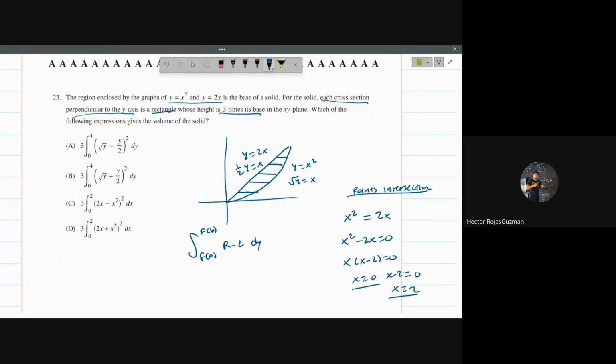So I get 2 points, but those are not your limits of integration. Those are the x coordinates. The points are 2 comma something and 0 comma something. You can plug it into whichever function you want to get the other coordinate. If I plug in 0 into either function, I get 0. If I plug in 2, I get 4. So my limits of integration are from 0 to 4 of the right function minus the left function.